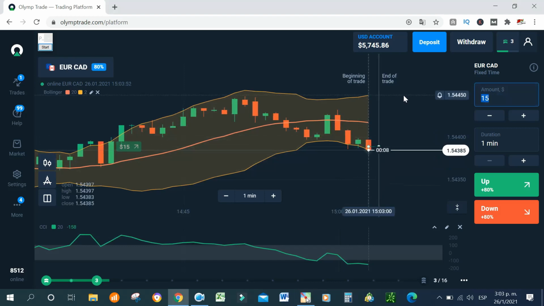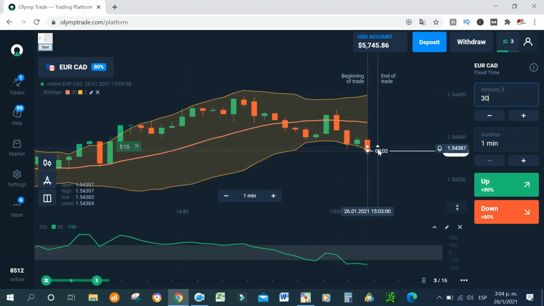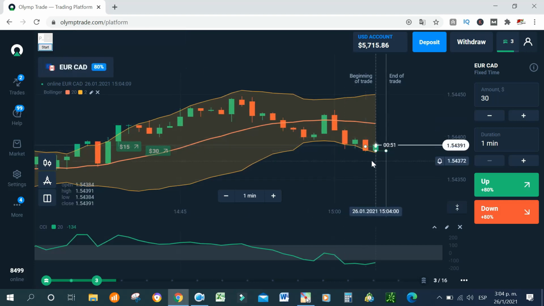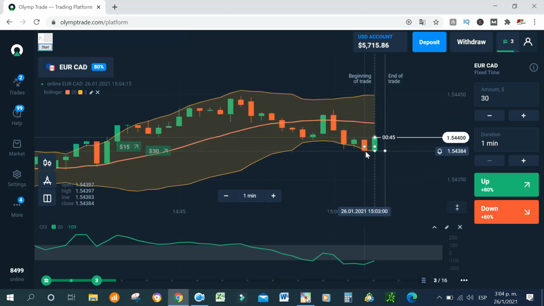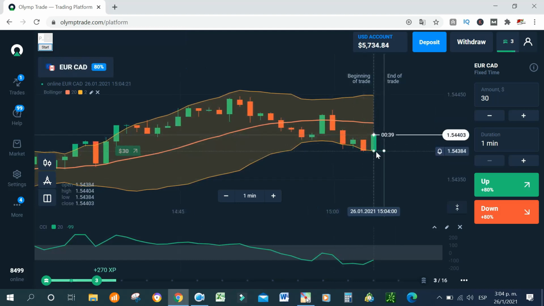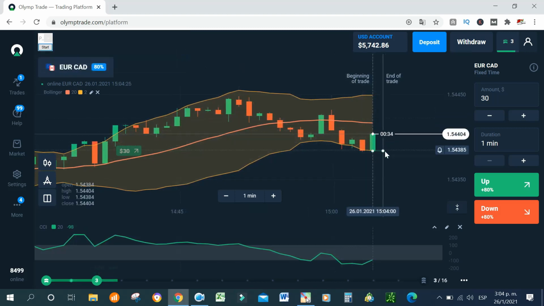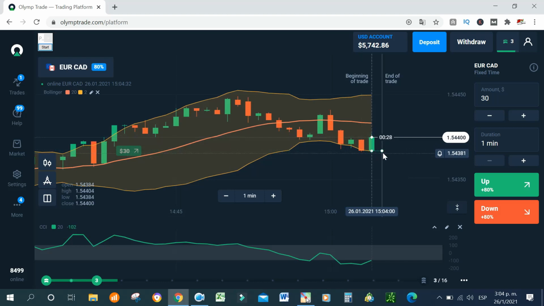On the next trade, I will enter $30. Yes, just right here. So as you can see, just when this candlestick, which is the candlestick making a new low, closes, if you make the entry at the close, you will have this room to win this trade. So we won the first one, and now we are winning the second one too, which is the $30 trade.